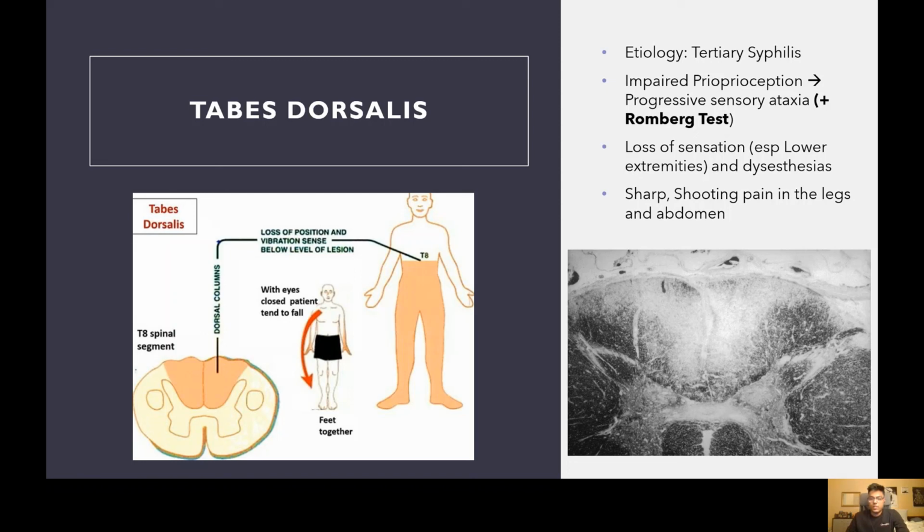As you can see in the picture, to perform the Romberg test, usually the patient will be standing up straight with his eyes closed, and if he is falling over to one side or the other, it can be considered a positive result. And from this histological slide, you can see that demyelination in the posterior region is causing this syndrome.